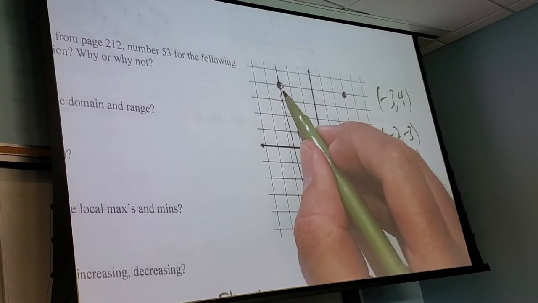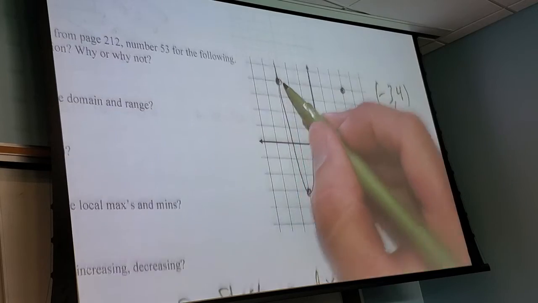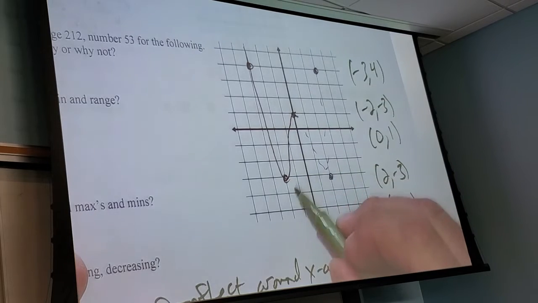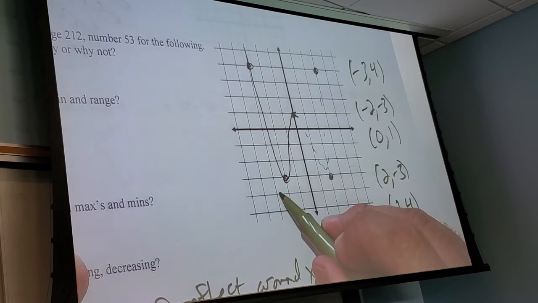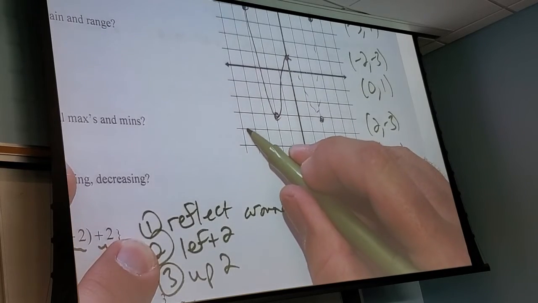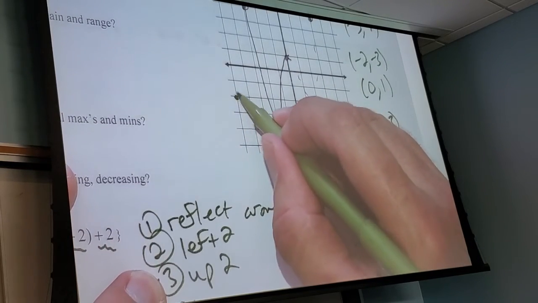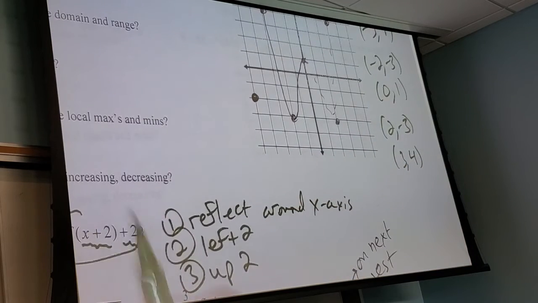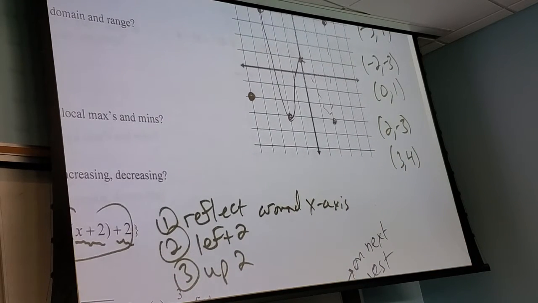So I take a point. What am I going to do to that point? I'm going to reflect it around the x-axis. So this point will now go down here. You guys with me so far? Left 2, 1, 2. Good so far? Left 2, 1, 2, and then up 2, 1, 2. So now that point is there. Take the next point. Do you guys see what's happening? So all these transformations apply to the entire function. They apply to every point. So if I can identify a few points, I just do those things to those points.